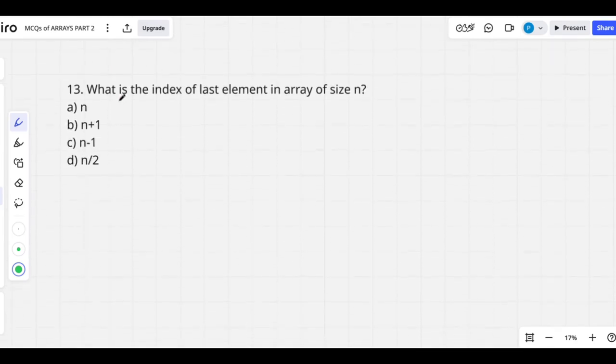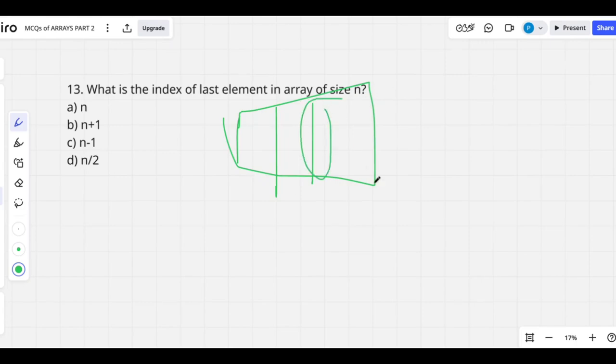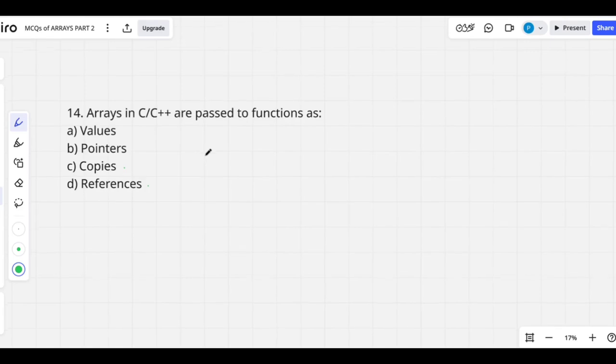Question number 13 is: what is the index of the last element in an array of size n? Okay, so the array is given of n size. We know that indexing in C++ starts from 0, so the last element is n minus 1. So the option is C. C is the correct answer for question number 13. Now moving to question number 14.